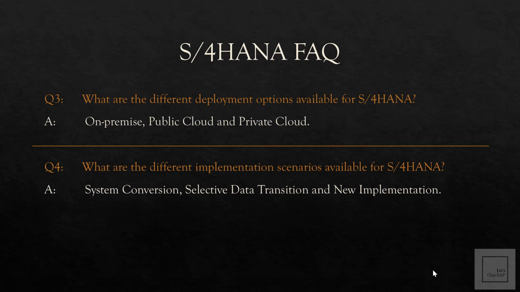Third question, what are the different deployment options available for S/4HANA? There are three different types of deployment options available. They are on-premise, private cloud, and public cloud. The on-premise model is the most common one, even though it is changing nowadays and companies are moving more towards cloud deployments. Anyway, in the on-premise model, customers can choose to either host their S/4HANA solution in their own data center if they have one, or they can host it on one of the hyperscalers like Amazon Web Services, Microsoft Azure, Google Cloud Platform, or on SAP's HANA Enterprise Cloud.